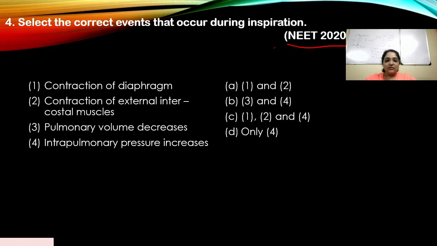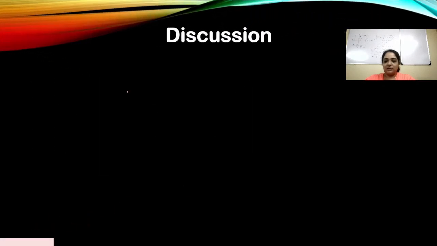The third statement states that pulmonary volume decreases. Pulmonary volume does not decrease during inspiration, it is the opposite, it increases. And intrapulmonary pressure increases, which is also incorrect, it is the opposite, intrapulmonary pressure decreases. So the right answer is A. 1 and 2 are the correct events. Let's look at the discussion here.